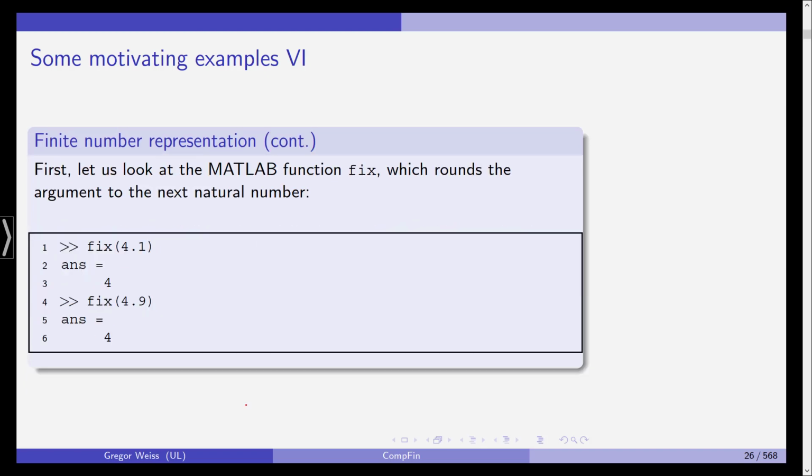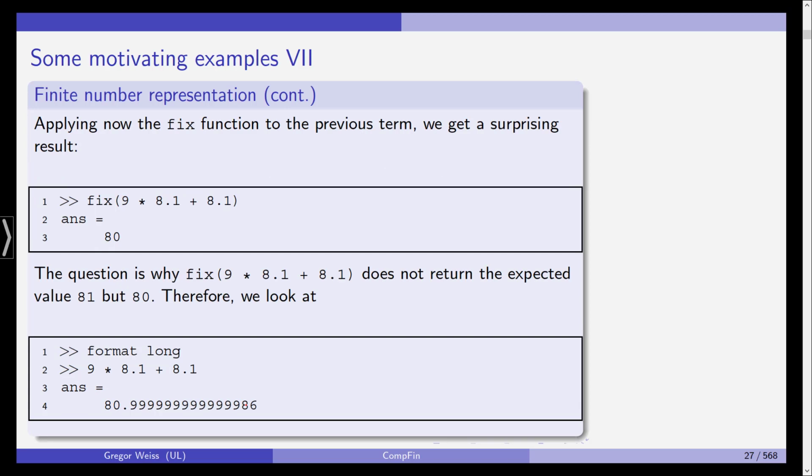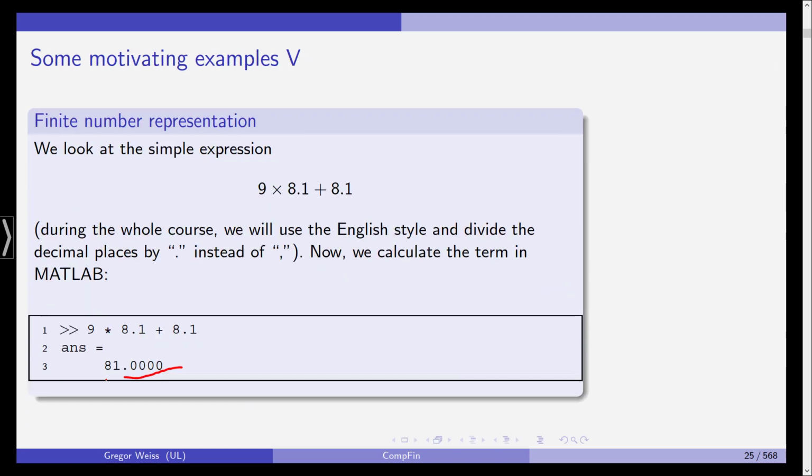Okay. Now, next, we are looking at the Matlab function fix. Fix rounds the argument to the next natural number. So, for example, fix 4.1 is 4, and fix 4.9 is also 4. So we are rounding down. Again, we are now applying fix to the previous term, and we get a rather surprising result. For example, fix of 9 times 8.1 plus 8.1 gives you as an answer 80, even though before we saw it's 81.0000. So what is happening?